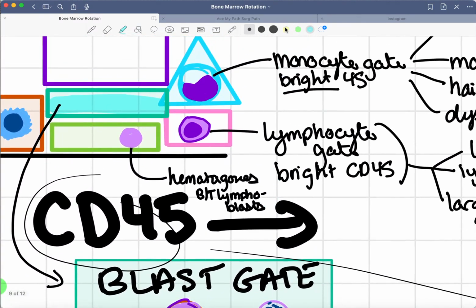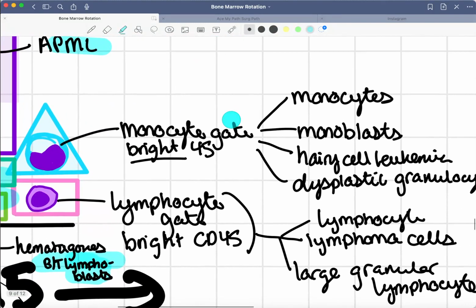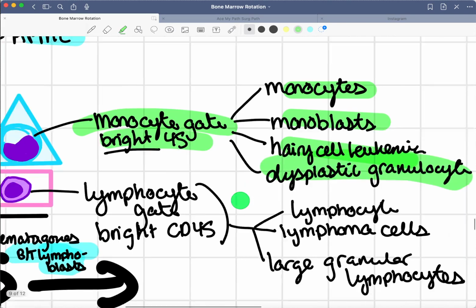Underneath the blast gate, what we have is the hematogones. So the hematogones are going to be hanging out over here, and then you're also going to see the B and T lymphoblasts potentially in that area as well. And next, we're going to move over to our biggest cells that we're studying and monitoring. So this is going to be our monocyte gate up here. It's going to have a bright 45, and this is going to include monocytes, monoblasts, and cells for leukemia. You're going to see dysplastic granulocytes over here.